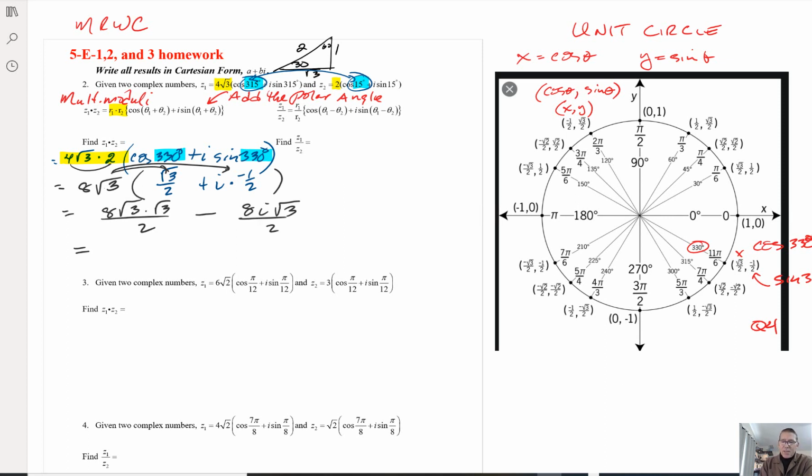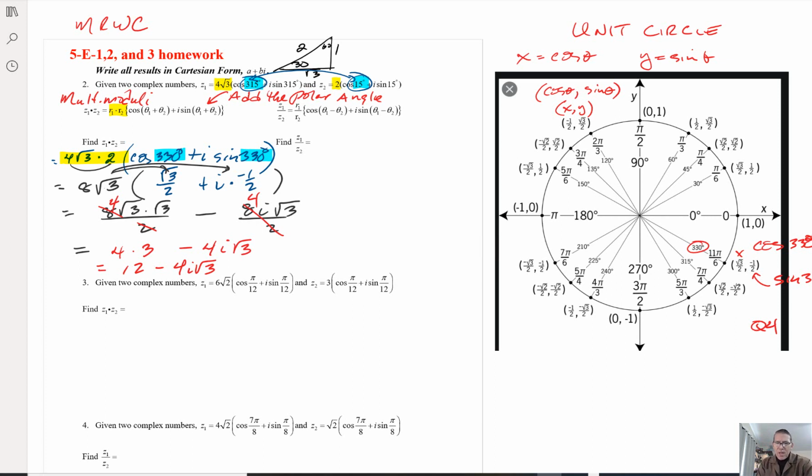And then you simply divide by 2. Oh, by the way, root 3 times root 3, well, that's root 9, which is just 3. So I get 4 times 3 here, minus 4i root 3. And if you simplify that, you obviously get 12 minus 4i root 3. There you go, and there's your first one.